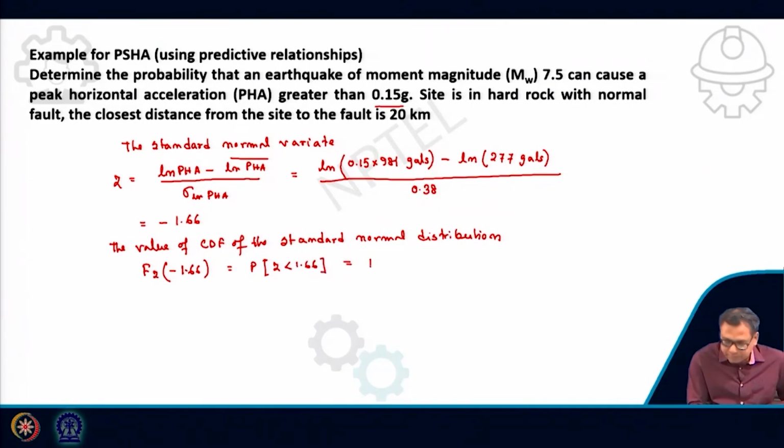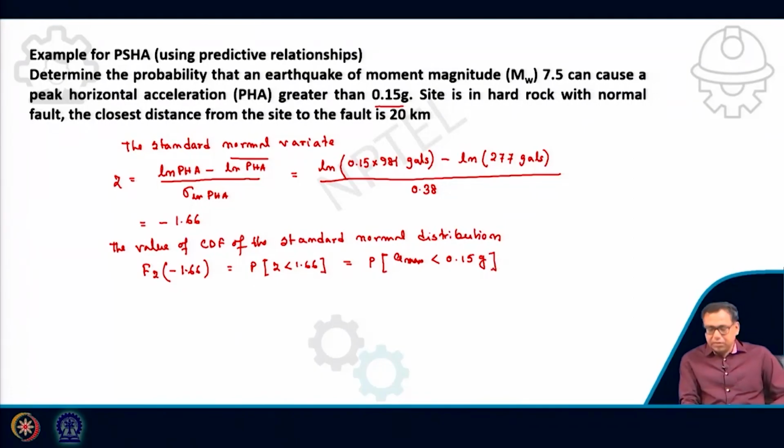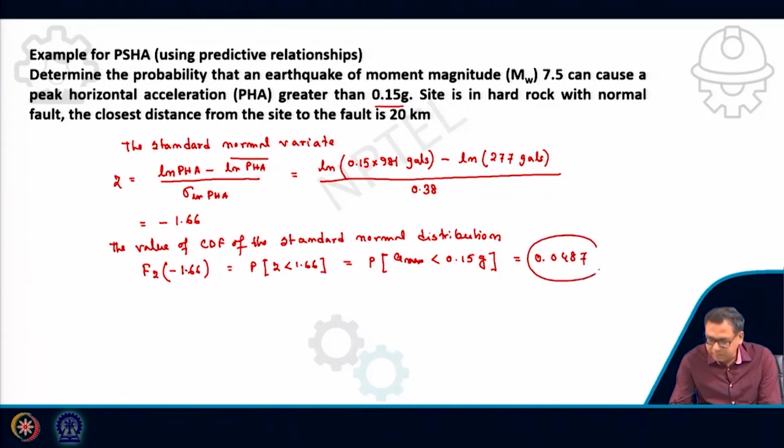that means the probability of A max less than 0.15 G will be that value, 0.0487, that I will get from the table. This is from the standard table which is available. I am not giving the table here, but it is available, so from there I will get this value.